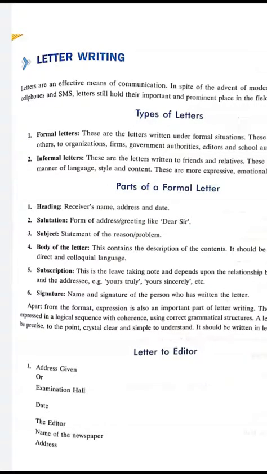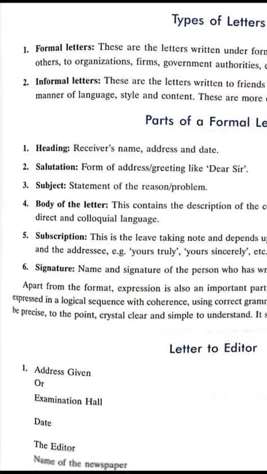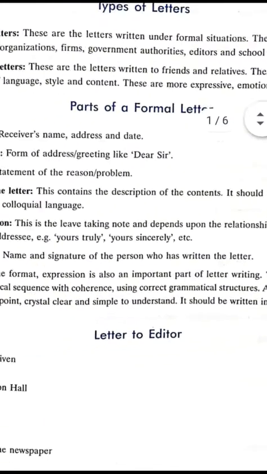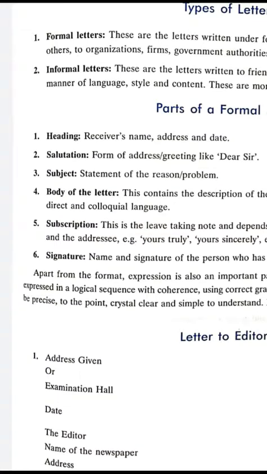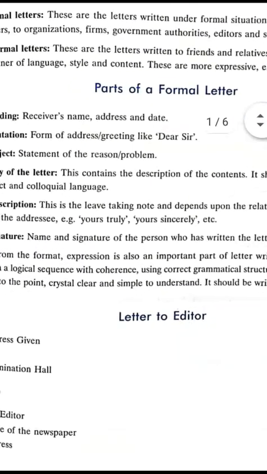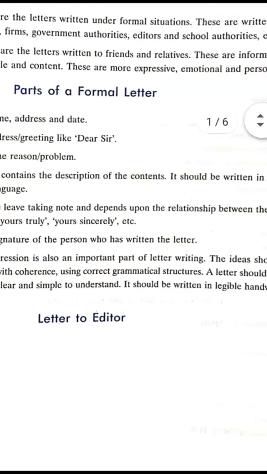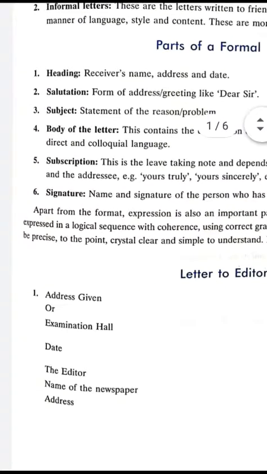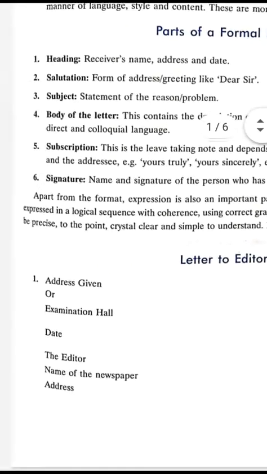Parts of a formal letter. You can see heading. Heading includes receiver's name, address, date. Salutation, form of address, greeting like dear sir. Subject, a statement of reason, problem. Body of letter, this contains the description of the content. It should be written in simple, direct and colloquial language. Subscription, this is a leave-taking note. You are ending the letter. Complimentary clause depends upon the relationship between the writer and the addressee. Example, yours truly, yours sincerely, etc. Signature, name and signature of the person who has written the letter.